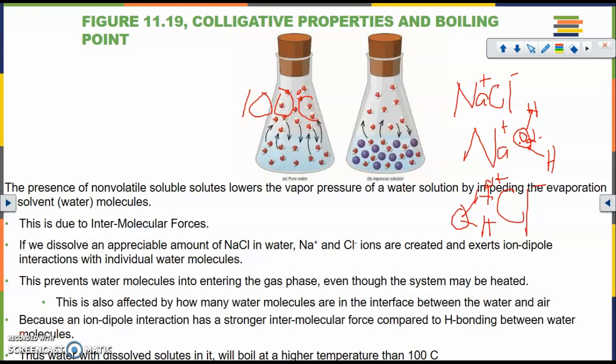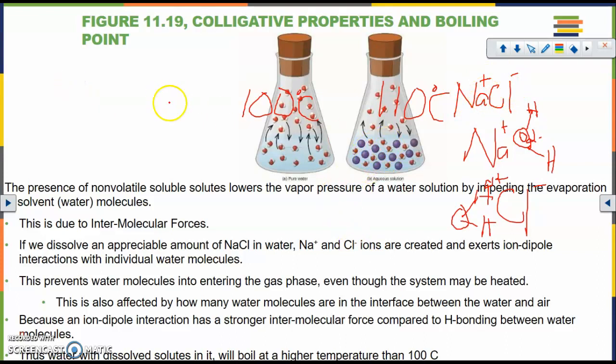So that is one of the reasons why when you add a salt into water, that solution is going to boil at a higher temperature. I'm just going to make up a number here, 110 degrees Celsius. Okay? So that's one reason why water that has dissolved solids, in this case soluble solids, boils at a higher temperature.